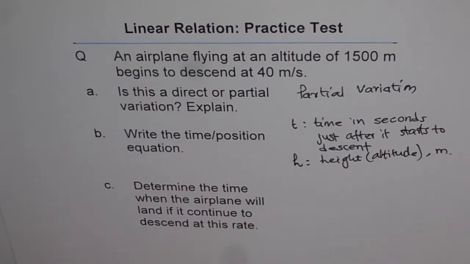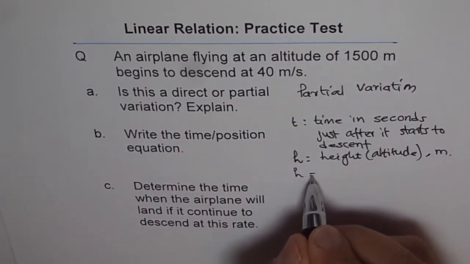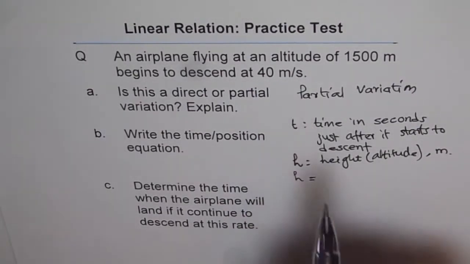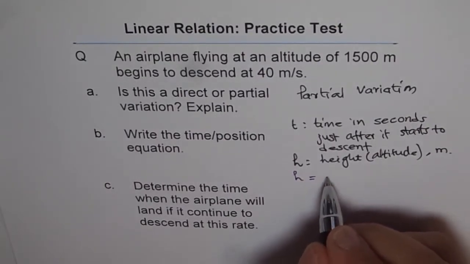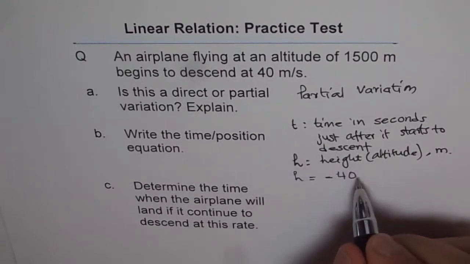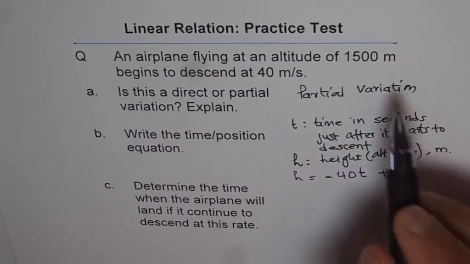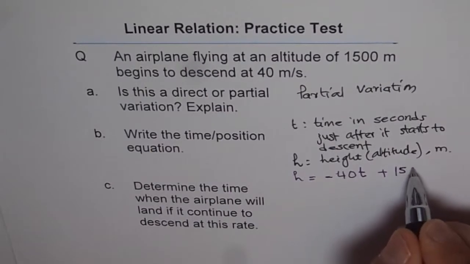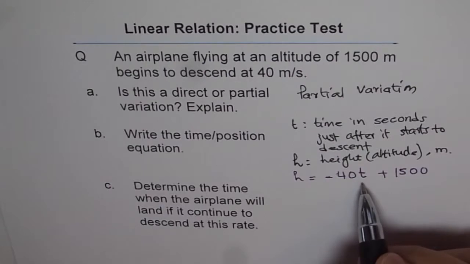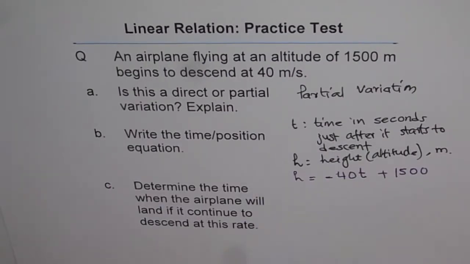So we can write the equation as height equals the rate at which it is descending, which is 40 meters per second. Since it is coming down, this should be negative. Remember that. So negative 40, right? And the independent variable is time. So we get t plus, from where? From the height or altitude of 1500 meters. So that gives us height in terms of time, right? And this is the time position equation. Remember, when we are talking about position, we mean distance, height, depth, all these are positions.